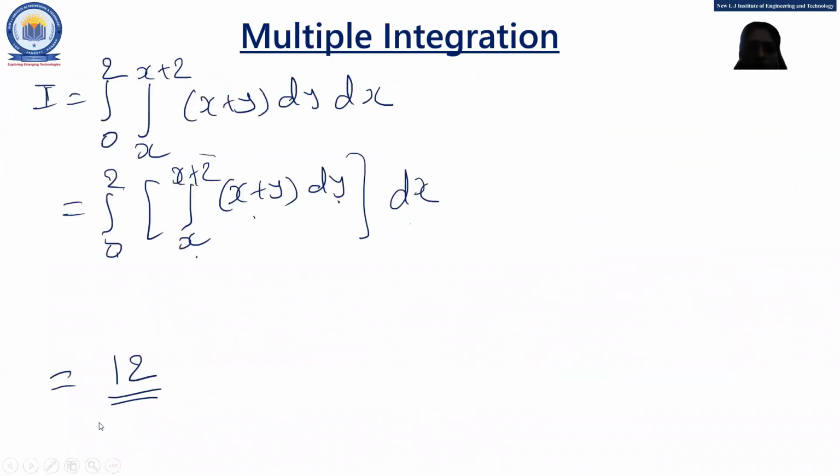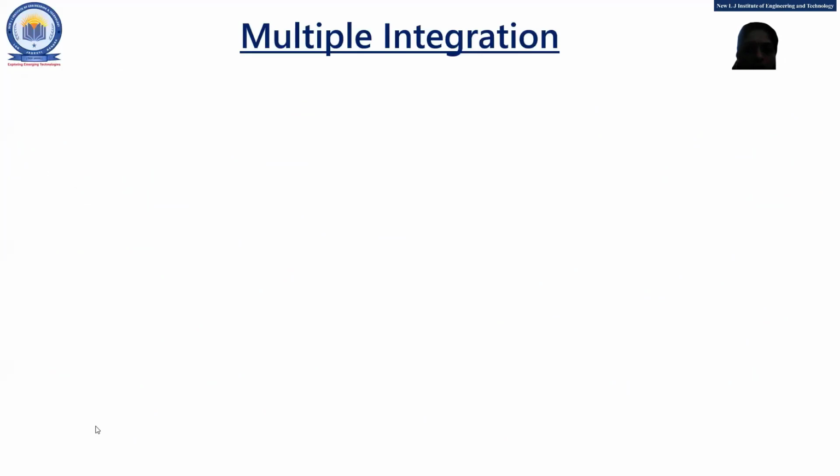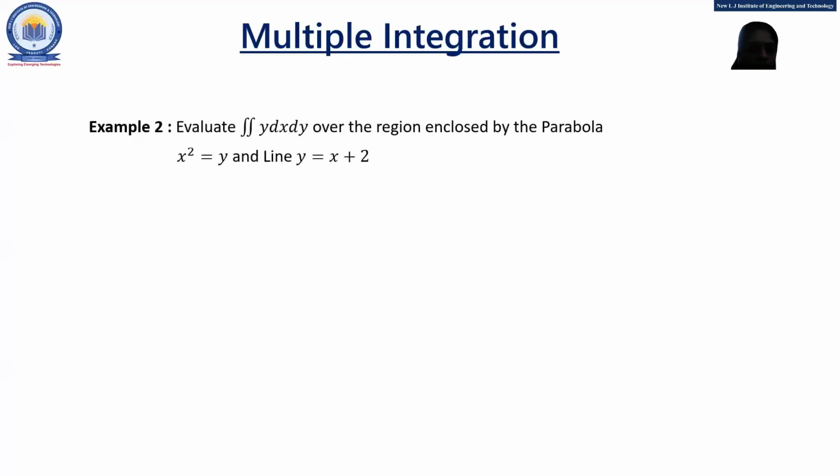Okay, so let's move with one more example. Evaluate the double integration of y dx dy over the region enclosed by the parabola x square equal to y and the line y equal to x plus 2. Okay, so anyone, what is the graph of this example? What does x square equal to y indicate? What is the meaning of it?